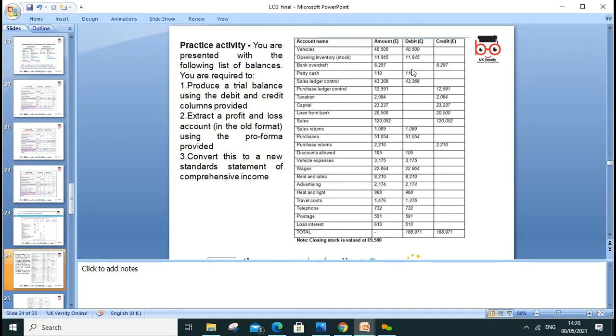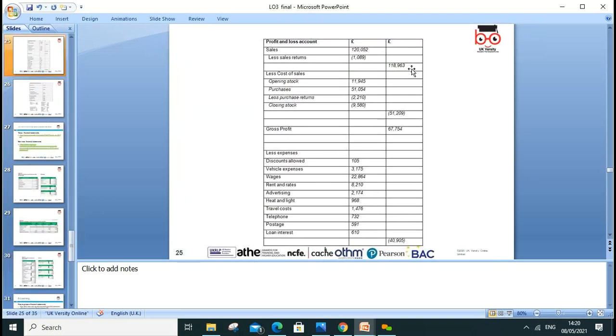So we have an example here: you are presented with the following list of balances. Produce the trial balance, extract the profit and loss, and convert this into a standard comprehensive statement. We have been given the debit and credit amounts, and from these we can prepare the statement. This is the profit and loss statement which is already prepared.